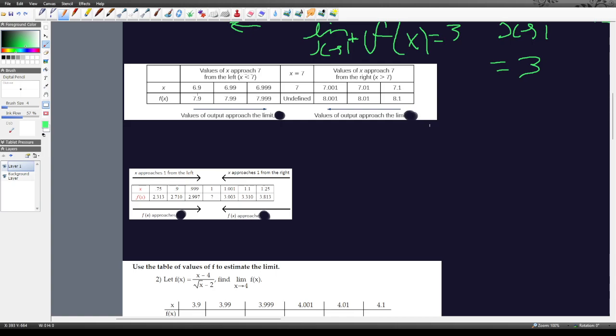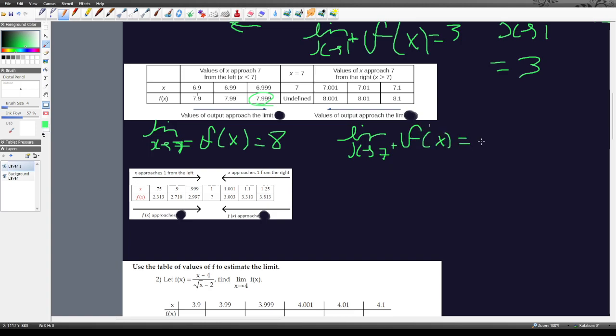From the left side, I'll just rewrite in the bottom. The limit as x approaches 7 from the left side of f of x. Since here we can conclude and estimate that it's approaching 8, and the limit of f of x as x approaches 7 from the positive side or the right-hand side will be equivalent, or your limit will approach 8 as well. Since these two are equal, the limit of f of x will equal 8 as well.